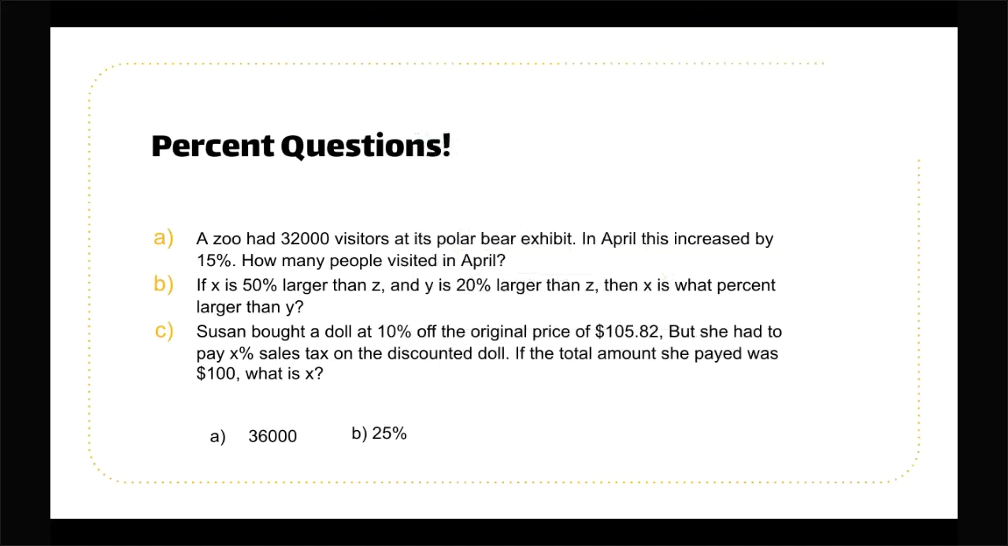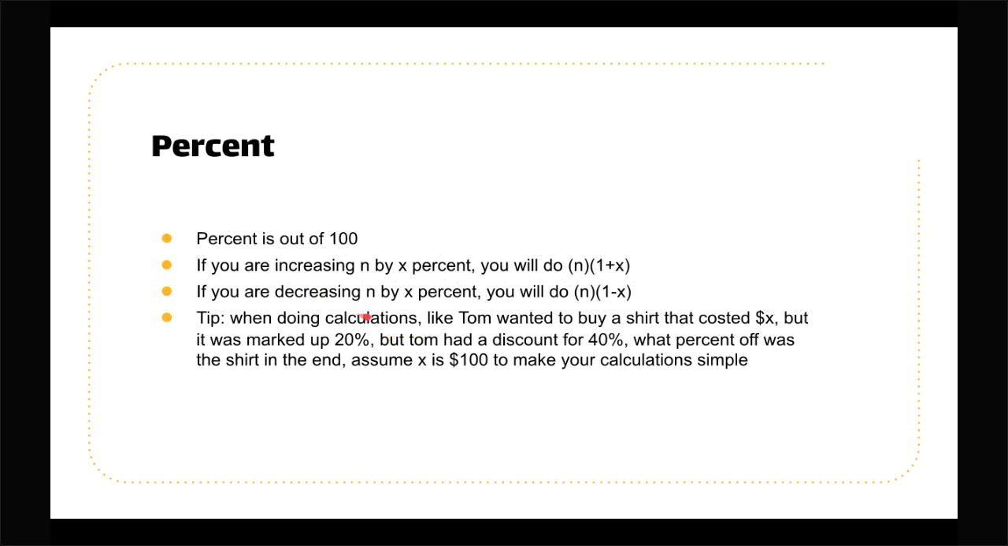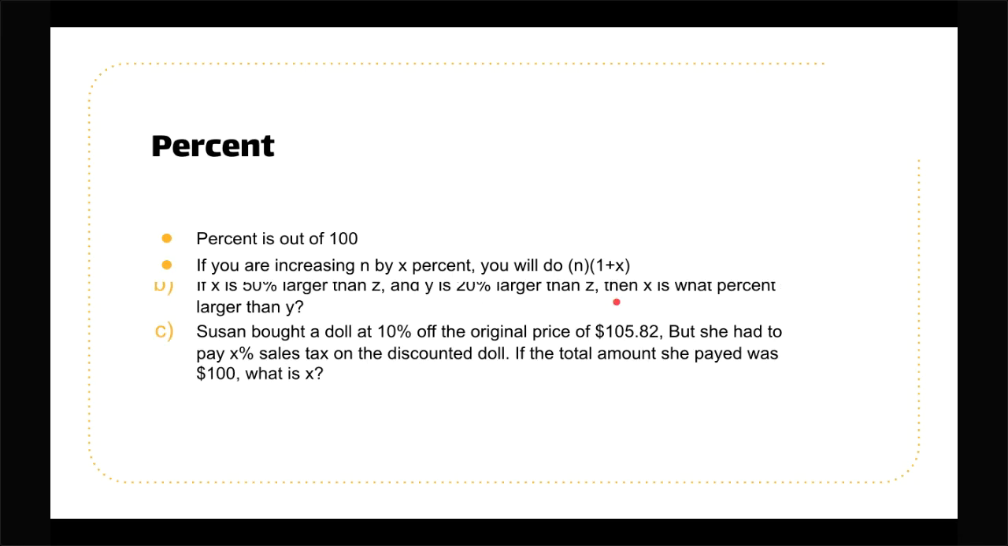No, because the question gave us it was 10% off right here. Susan bought a doll 10% off. And we're decreasing because it's percent off. So we do 1 minus x, which gives us 0.9.